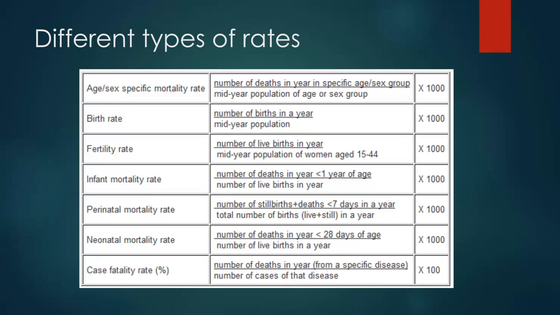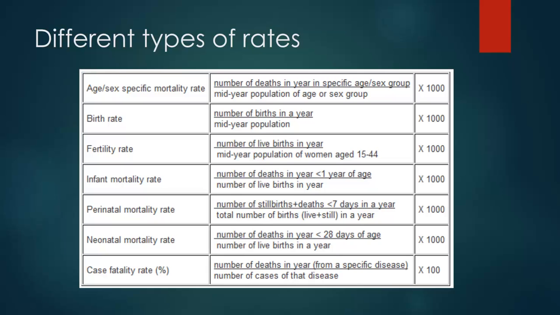There are many different types of rates that you will come across as you go through your epidemiology career, and this slide shows some of the different rates that we will see in this course. Two of the rates seen in vital statistics can be examined further to distinguish between rates and proportions. That is infant mortality rate and fertility rate.